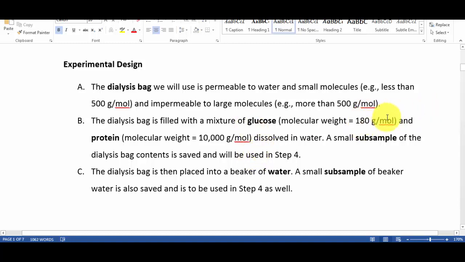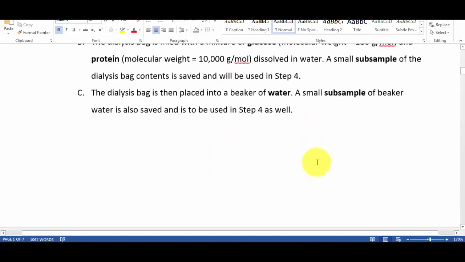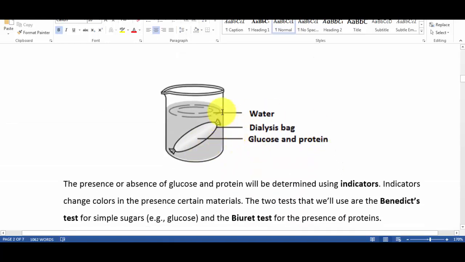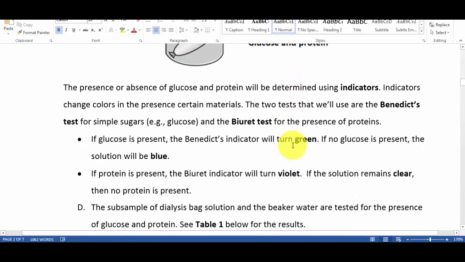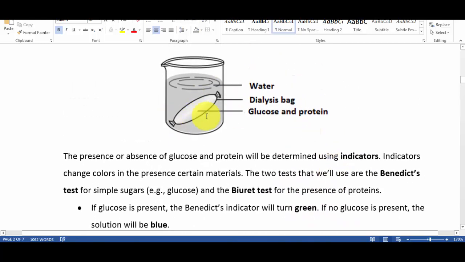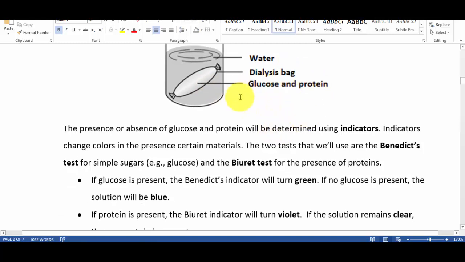Now, look at this, 180 grams per mole. This is 10,000 grams per mole, so clearly glucose is a lot smaller molecule than protein. Grams per mole is kind of a standard unit. Sometimes it's kilograms per mole, but there's a setup. And here's the water, here's a dialysis bag, and it has glucose and protein inside. So with this design of an experiment, what you do normally is you do something like this, and then you have to test your results.